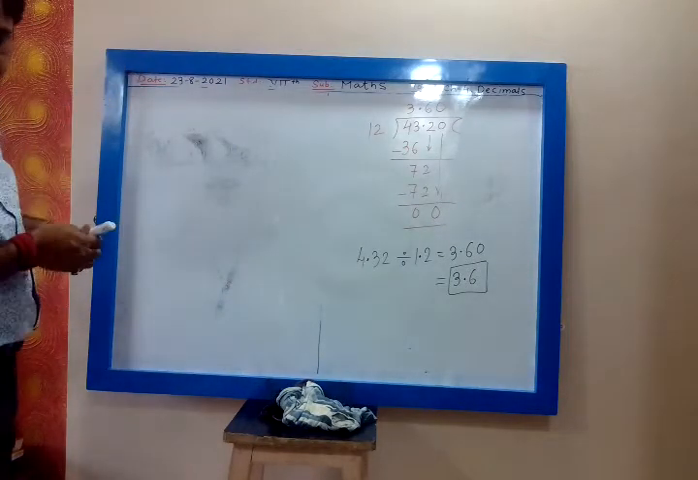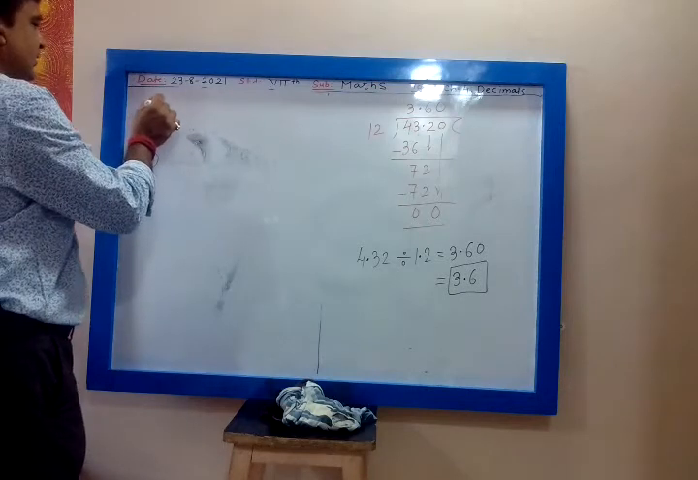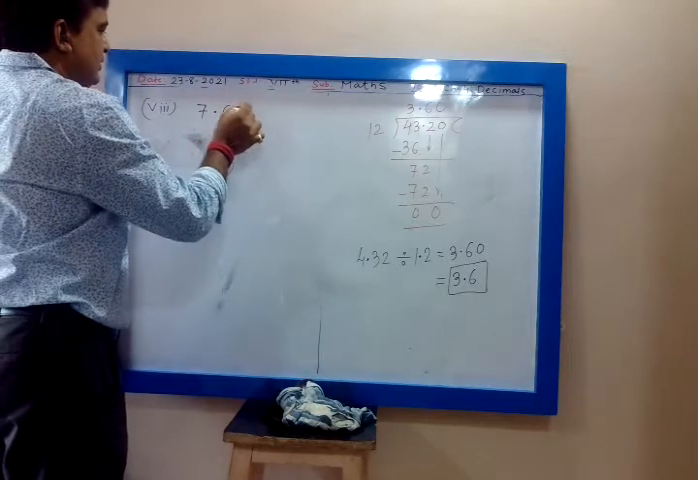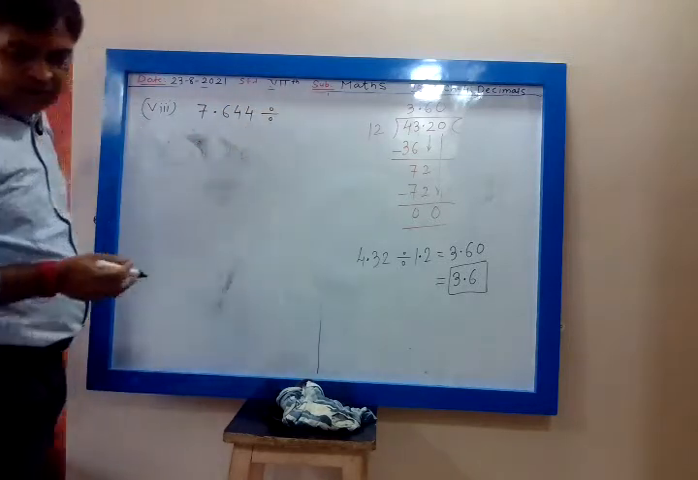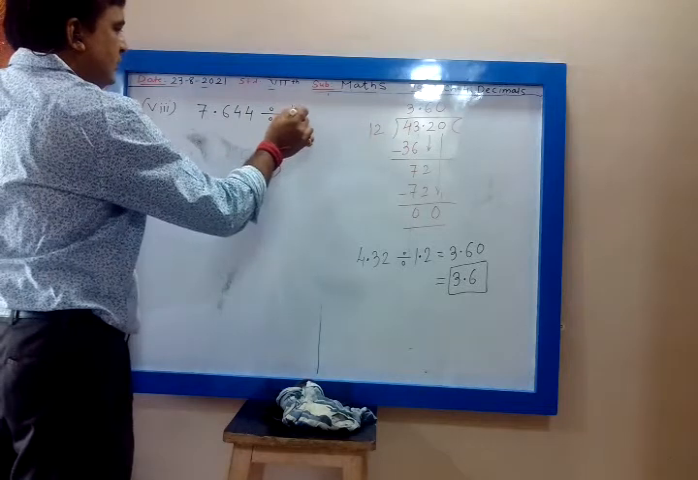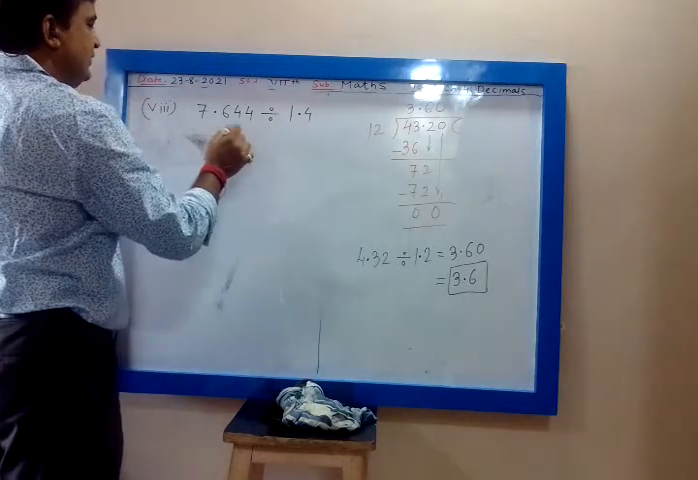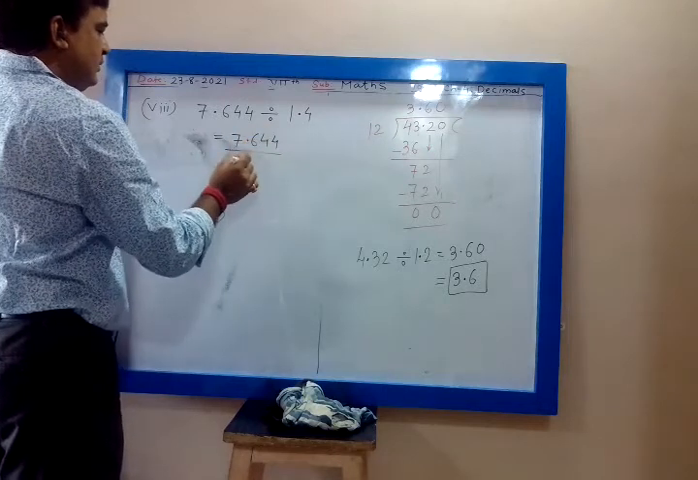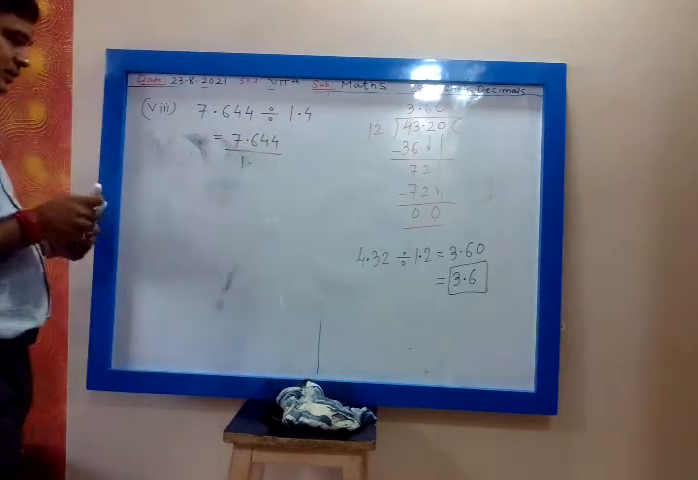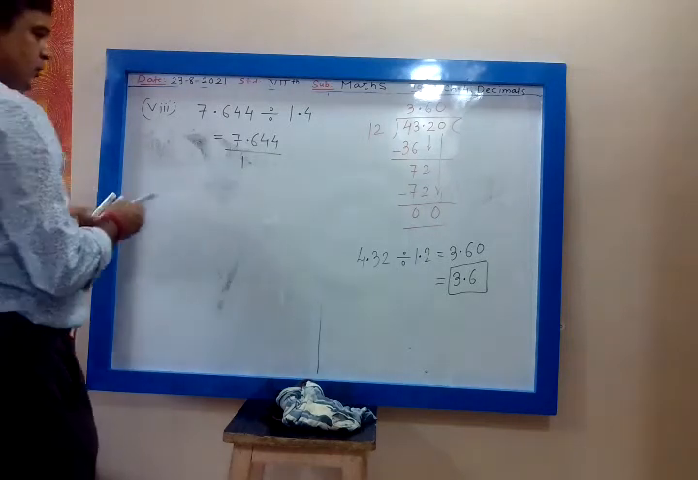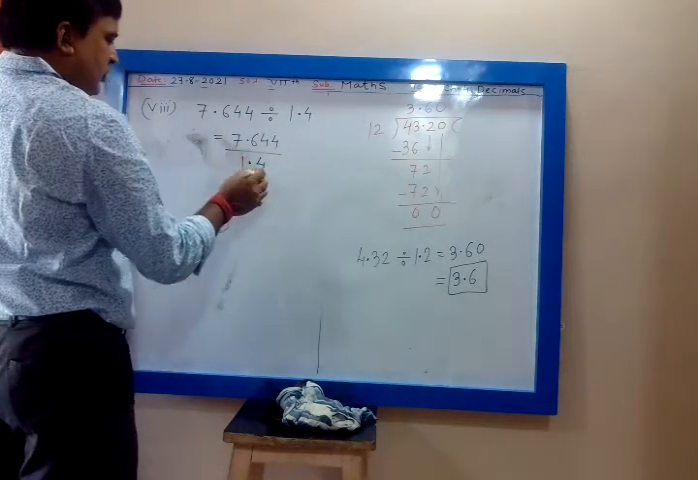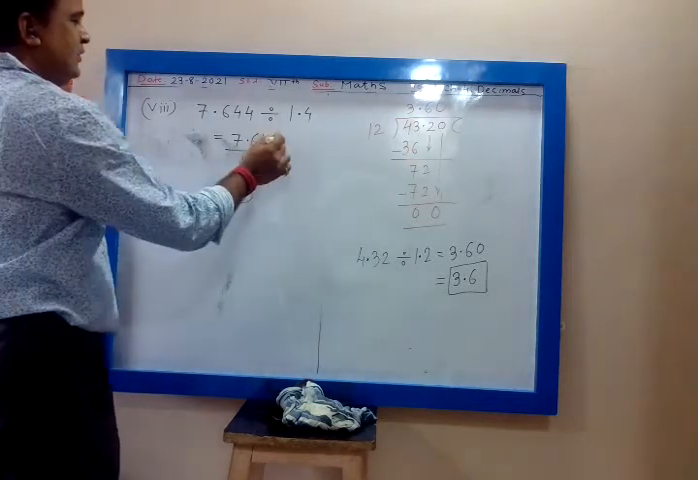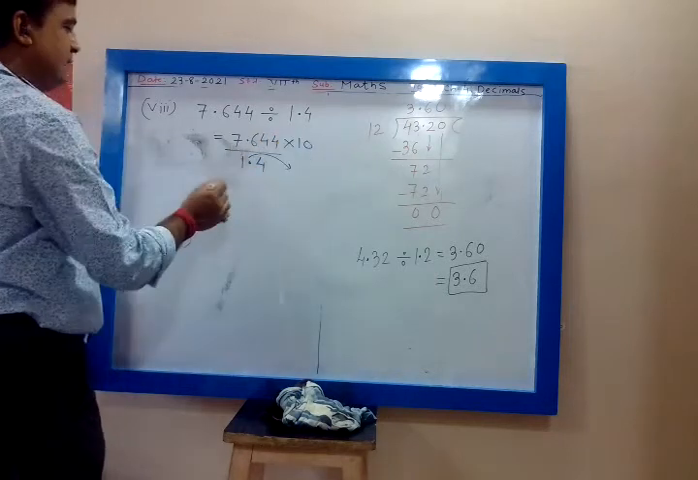7.644 by 1.4. Eighth one. So this is 7.644 divided by 1.4. What will you do? When you remove the decimal, after the decimal how many digits? One digit. So multiply by 10 in the numerator.